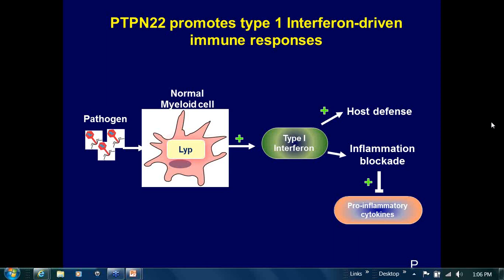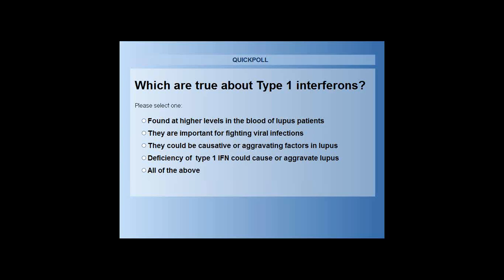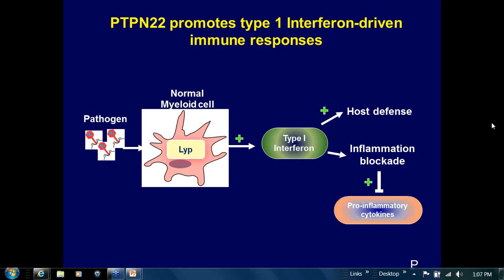Next slide. Dr. Peterson, we have a poll to launch, so I'm going to launch that right now. Okay, and there it is. Yes, so this is just to make sure we're all on the same page about what I'm thinking about type 1 interferons. And we'll give it a few more seconds. All right, is the poll complete? We have about 2 seconds, and then I will close it, and I'll give you the results.